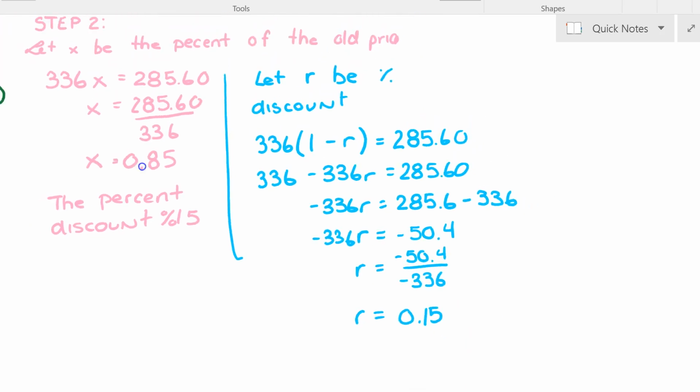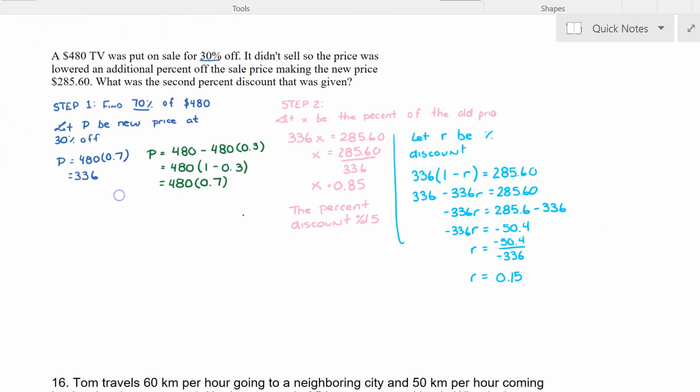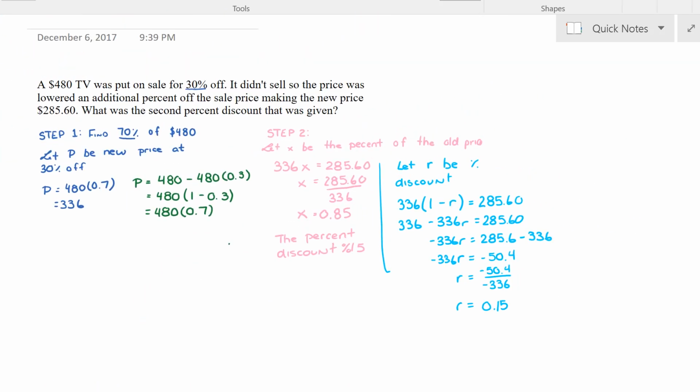So again, this is a nice problem because it takes a standard percentage problem and requires two steps. The first step is to find 70% of 480, and we showed two different ways we could do this. Then step two is to find the new percentage discount from that 336 to give me 285.6.